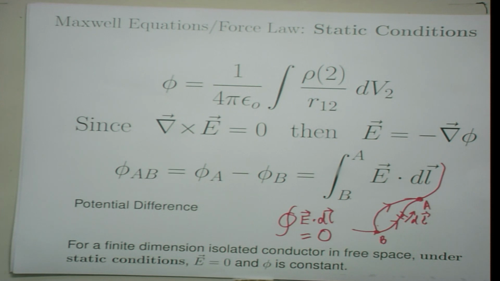So it also means that this integral from B to A of E dot dl does not depend on the path, and in fact it is equal to the difference of the potential at point A and point B. So, we also come to this concept of a potential difference.